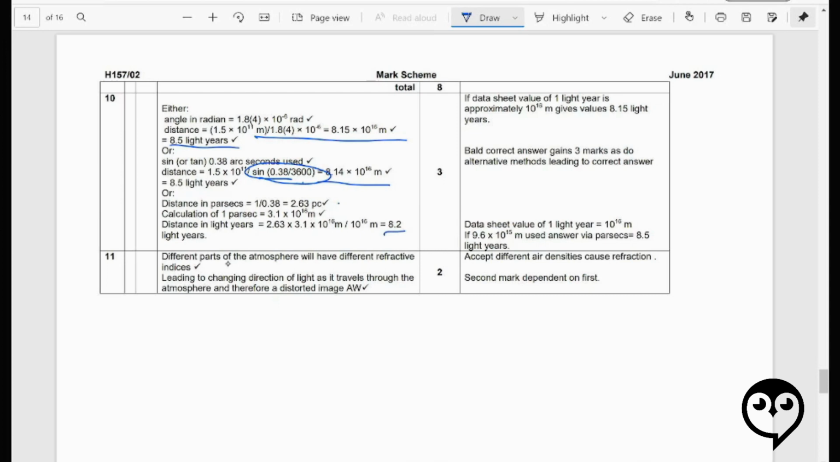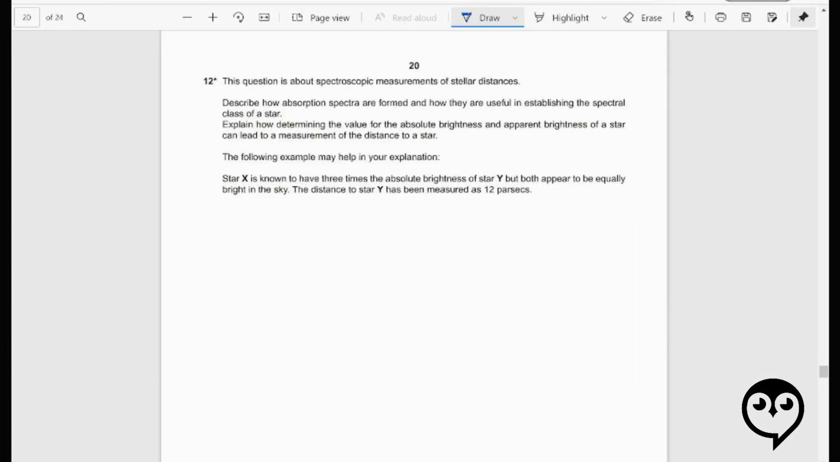On to 11. Different parts of the atmosphere will have different refractive indices, leading to a changing direction of light as it travels through the atmosphere, so you get a distorted image. Okay, that's fine. You don't even have to talk about why there are different refractive indices. Different air densities cause different refractions. But you need to say that it changes the direction of light as it travels, and your image is going to be distorted. Number 12 is about spectroscopic measurements of stellar distances.